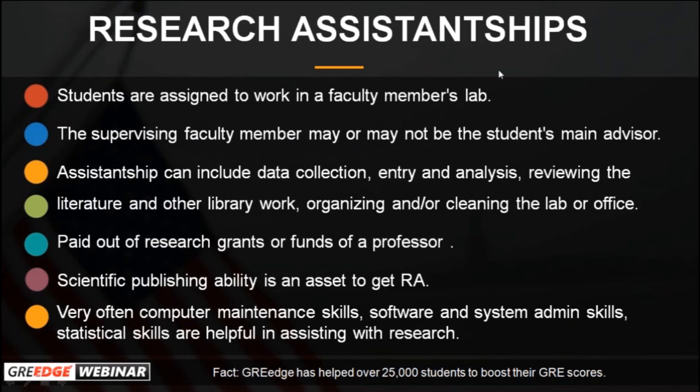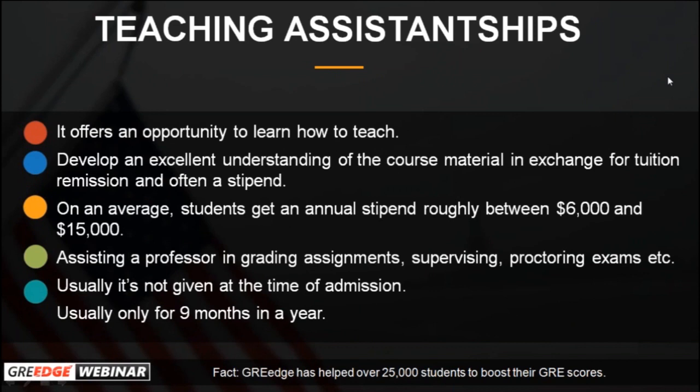The next part is a teaching assistantship, which is a job I definitely would love to have. Most of my students go for teaching assistantship, and they ensure they get it as well. It offers an opportunity to learn how to teach. It's a fantastic place. For a teaching assistantship, you need to have a very good TOEFL or IELTS score that the university wants. It helps you develop an excellent understanding of the course material in exchange for tuition remission.